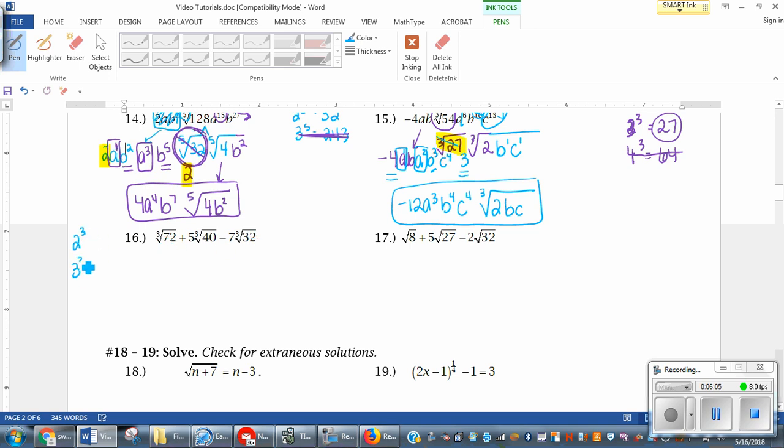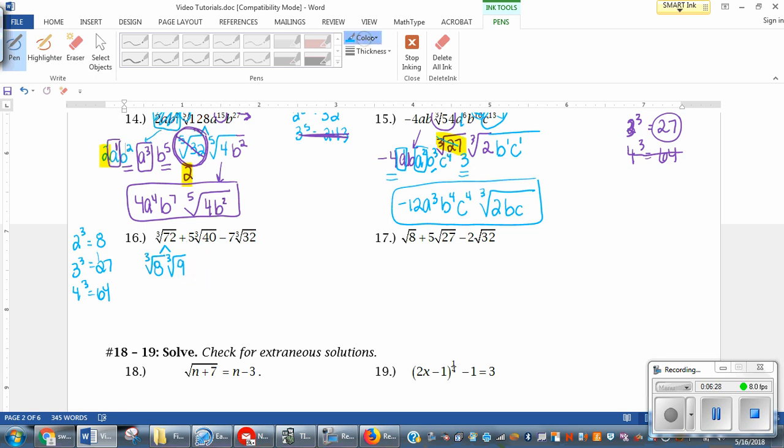2 to the third, 3 to the third, 4 to the third. So that's 8, 27, and 64. So we're already kind of getting up too high. So we can see that the 8 will break up the 72. We'll say 8 times 9 is 72.